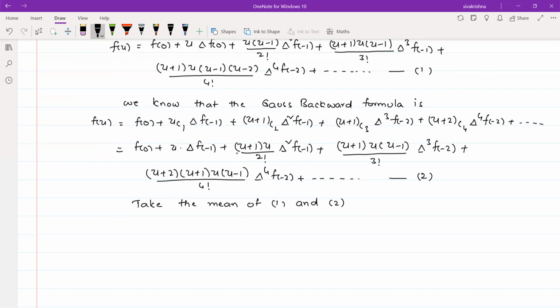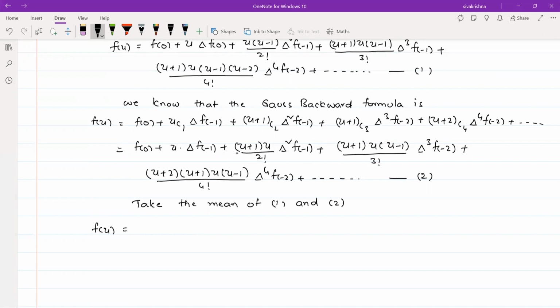So coming to equation 1, on the LHS we are having f of u, and in equation 2 on the LHS we are having the same term f of u. If we find the mean for those two terms on the LHS, we get f of u plus f of u by 2, which is 2 f of u by 2. The 2 gets cancelled so that we get f of u. So I am writing the answer directly. Whenever we take the mean for the elements on the LHS in both equations, we get f of u.